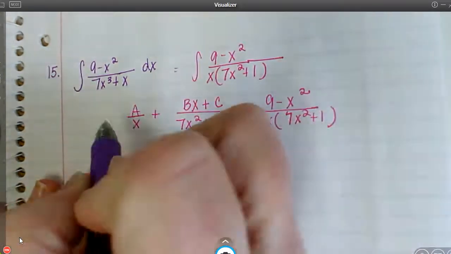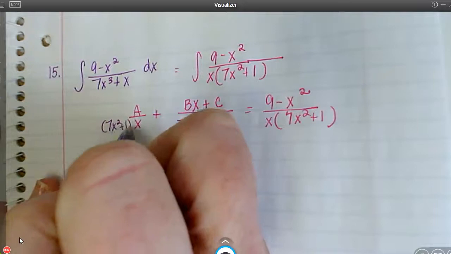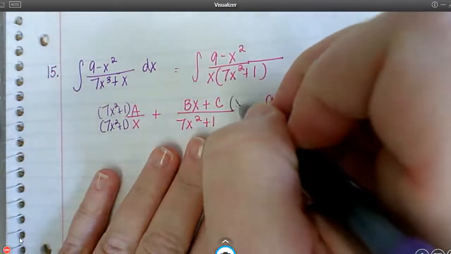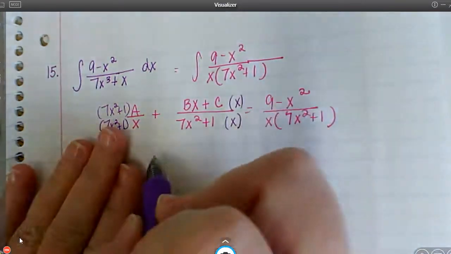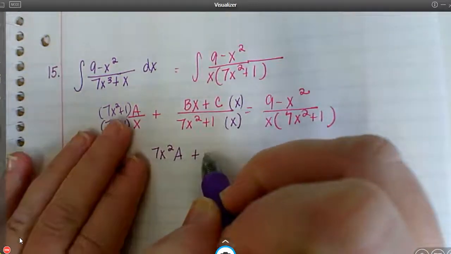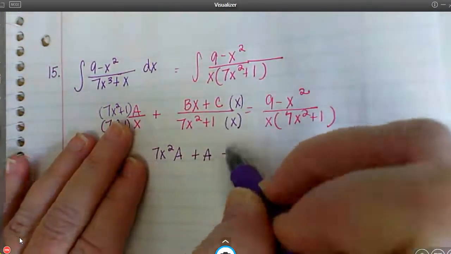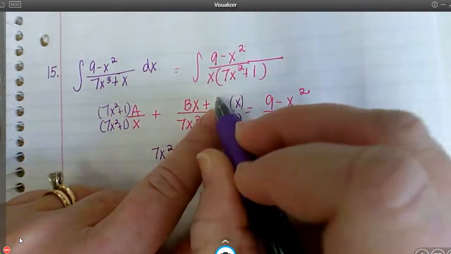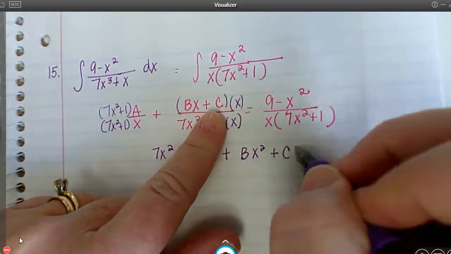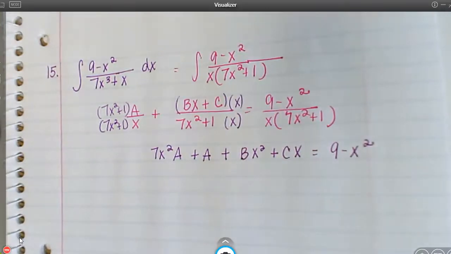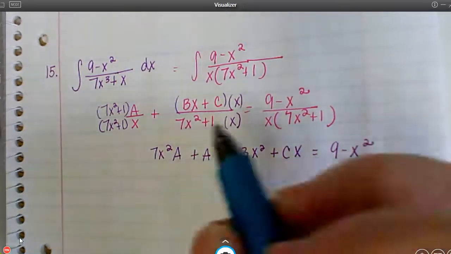So I want to multiply this by 7x squared plus 1, and I want to multiply this by x. So we'll have 7x squared times a plus 1 times a, which is a. X times that, so that's bx squared. And then x times c would be cx. And like I said, not really different. It's just the way that you have to set it up that I wanted to explain.